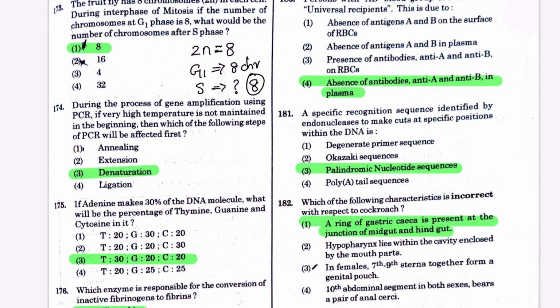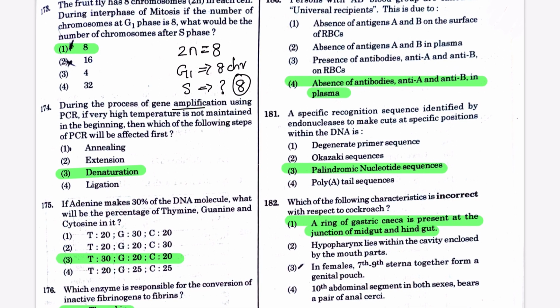So 174, during the process of gene amplification using PCR, if very high temperature is not maintained in the beginning, then which of the following steps of the PCR will be affected first? We know in PCR the steps follow denaturation, followed by annealing, finally extension. Always remember, the hydrogen bond between the two strands of DNA will break only whenever there is a high temperature. Whenever this high temperature is not maintained, the first step would be affected, that is denaturation. Denaturation is nothing but removal of hydrogen bonds. So option 3. Okay, 175.